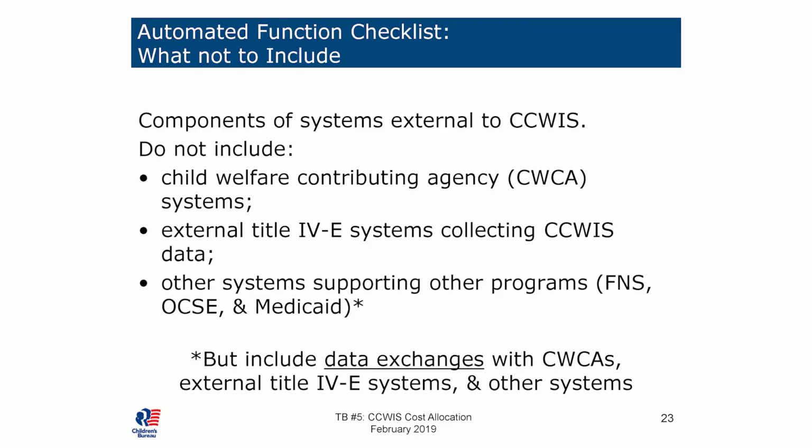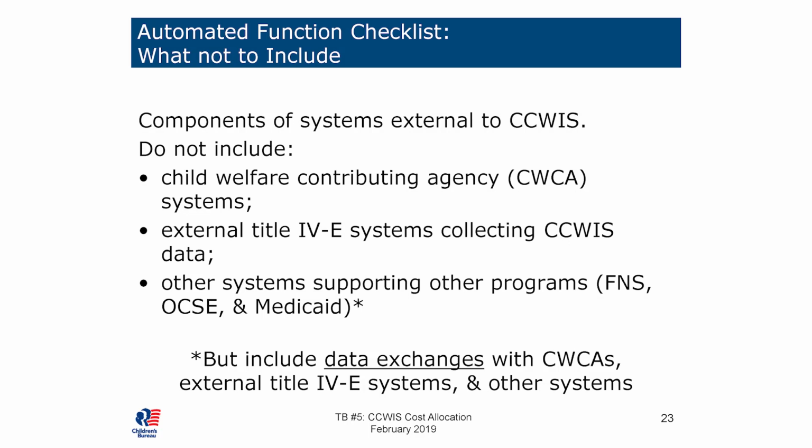But on the other hand, do not include automated functions that are not part of the CCWIS project. For example, you would not include systems or any components of systems belonging to child welfare contributing agencies. Likewise, the same is true of external systems used by agency staff to collect CCWIS data. For instance, if you have a system such as a separate assessment tool or a different licensing system that is not part of your CCWIS, you would not include that.